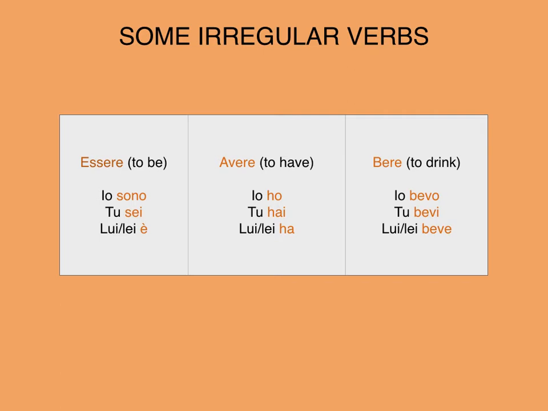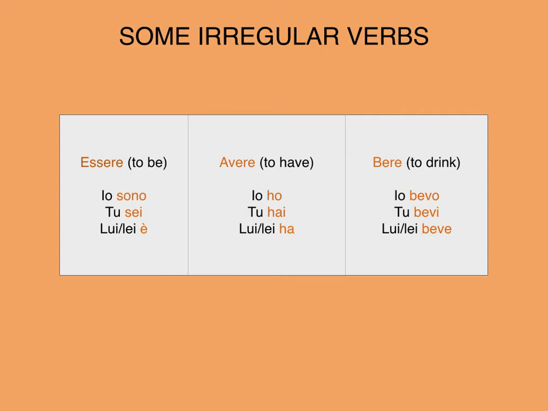And here are some irregular verbs. Essere, io sono, tu sei, lui, lei è. Avere, io ho, tu hai, lui, lei ha. So here, can you hear that you do not say the H? So you won't say io ho, tu hai, lui, lei ha, but io ho, tu hai, lui, lei ha.